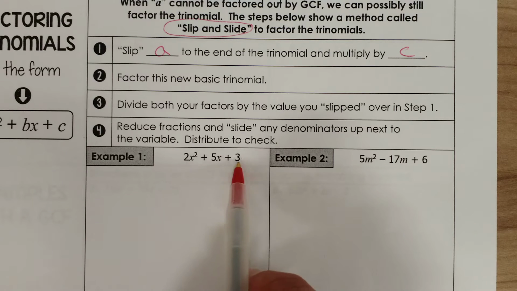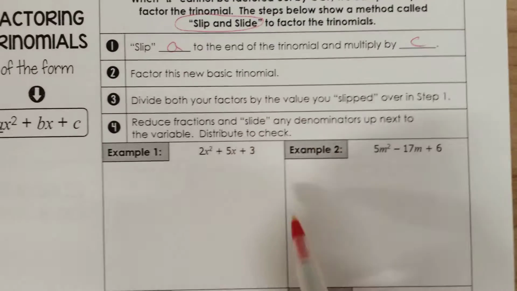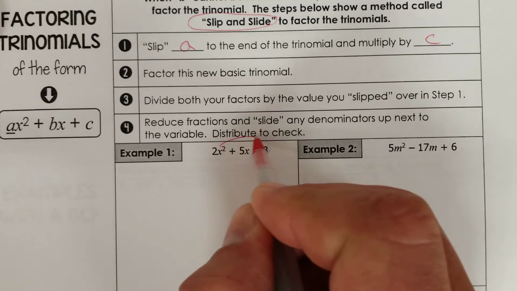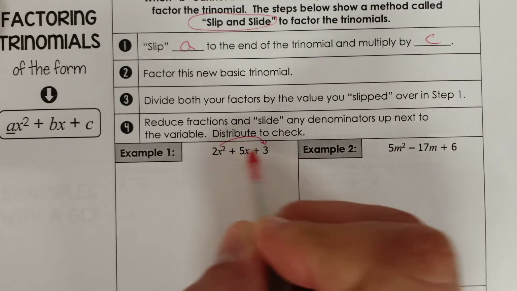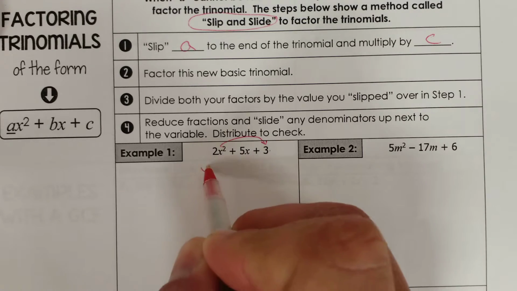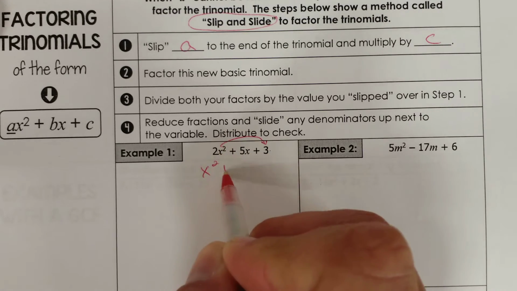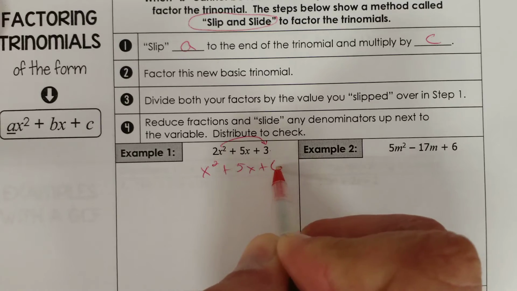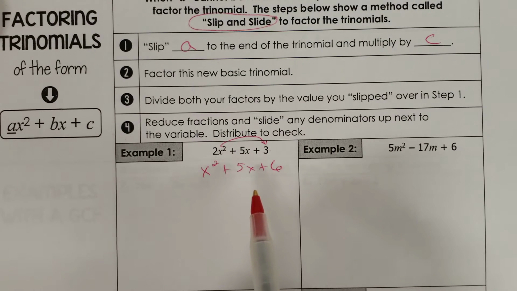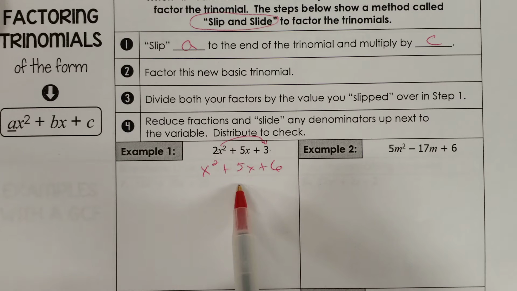So a times c. Well, a times c would be 6. So I'm going to put this guy back here with him and multiply it, which means I'm taking it off the front and I'm putting it into the back. Like so. 2 times 3 is 6. So now I make this last number a 6, and I remove the 2 from the beginning. And now I have this trinomial that we're used to factoring, where the leading coefficient is 1.